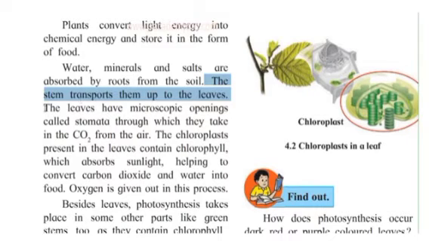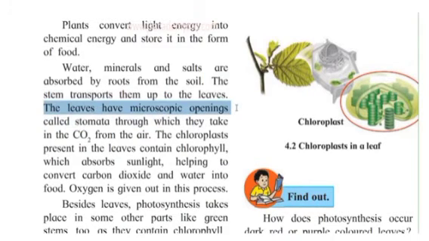And what do the leaves do? The leaves have microscopic openings called stomata. Microscopic means very, very minute, very tiny, very small. We can't see it with our naked eyes. If you just pick up the leaf and look, you will not be able to see it. But have you seen when we dry the leaves, sometimes we will be able to see that. So they are very minute microscopic openings called stomata, through which they take in the carbon dioxide from the air.